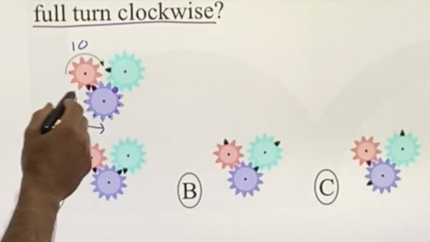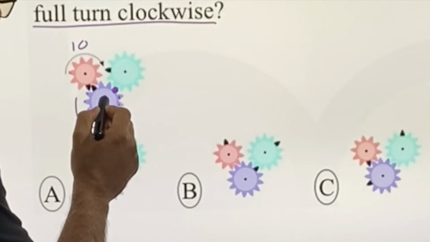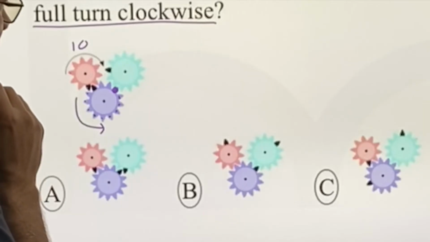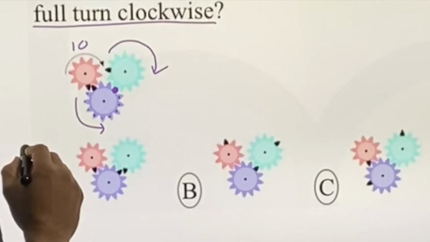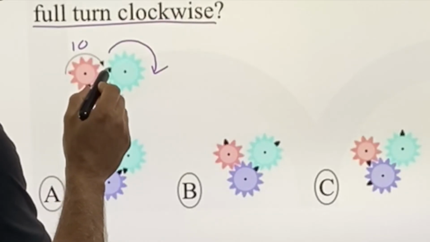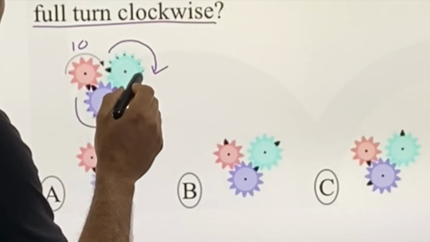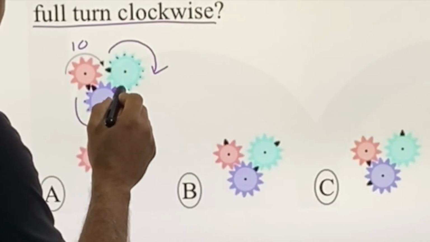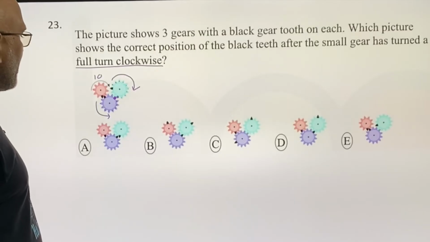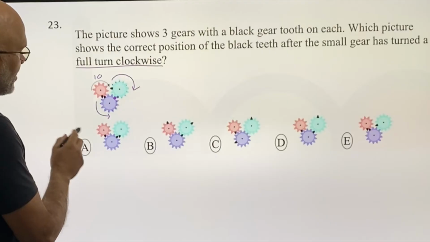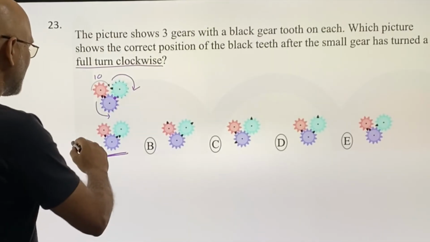All right. Now, when it is turning this way, the purple is touching the blue, right? So the blue is going to turn this way, right? Then the black tooth is going to be 1, 2, 3, 4, 5, 6, 7, 8, 9, 10. It is going to be somewhere here, right? Now, as you can see, this matches this one, right? Then A is the correct choice.